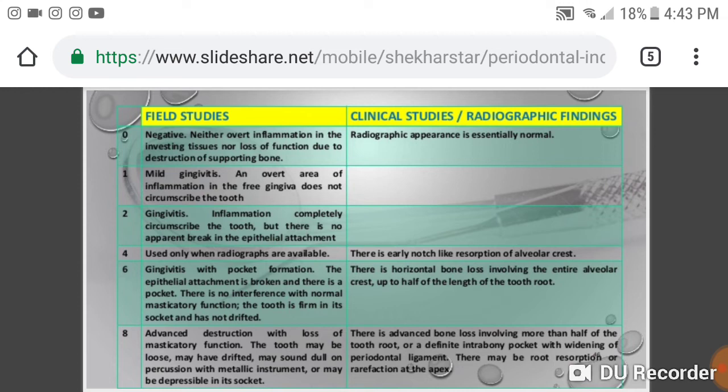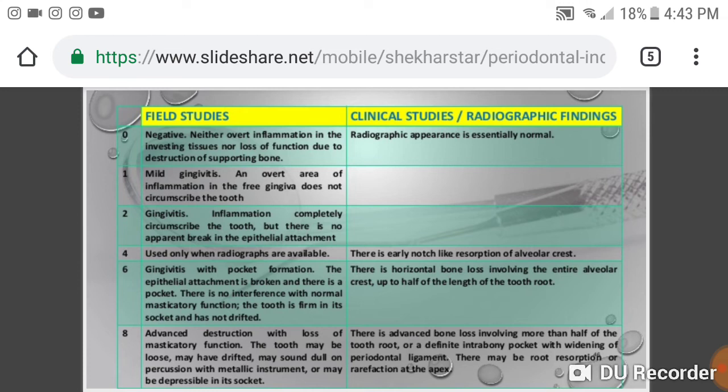Score 1 means mild gingivitis, an overt area of inflammation in the free gingiva that does not circumscribe the tooth. 2, gingivitis: inflammation completely circumscribes the tooth, but there is no apparent break in the epithelial attachment. 4, used only when radiographs are available, that is, there is early notch-like resorption of the alveolar crest. 6, gingivitis with pocket formation. The epithelial attachment is broken and there is a pocket.